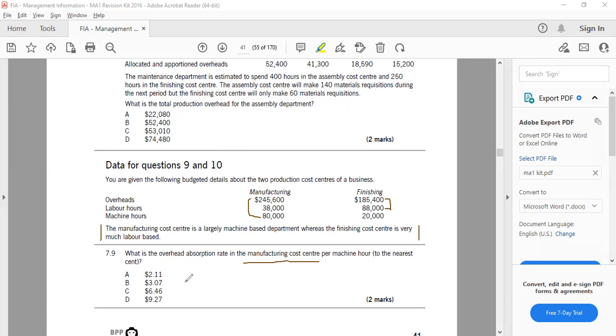3.07, which is B. Yours as well is the right one. What do you think? Is this okay? Yes. Right, so Hasni? Yes. Okay. And what about the next one?